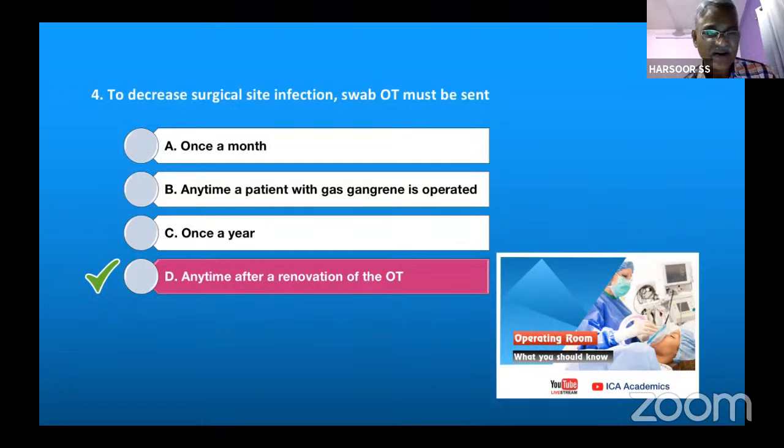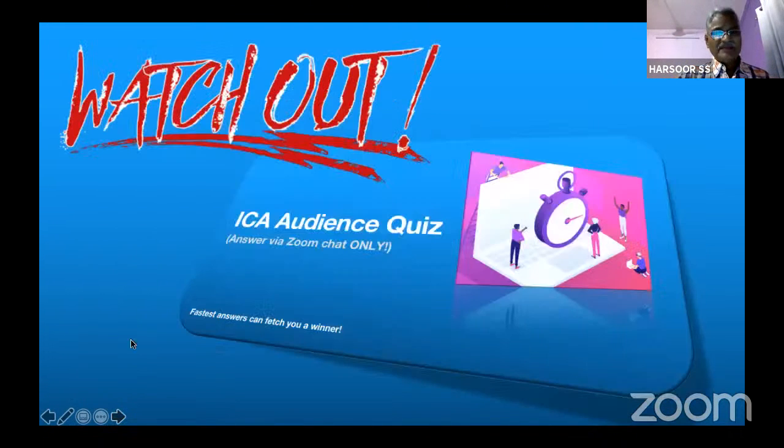Okay, B is definitely not it. You have to do it whenever gas gangrene is operated, but the sample need not be taken and sent. You need to go straight away for cleaning and sterilization of the OT. So this should be done. The question is, to decrease surgical site infection, the OT swab must be sent. You have to take the swab. Okay, go to the next question.